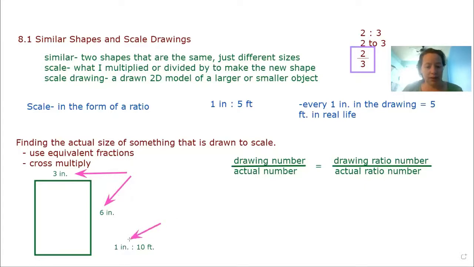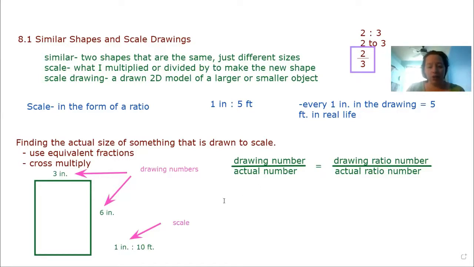And then this one, undo that last one. Okay, so this is our drawing numbers. And this right here is our scale. Okay, so drawing ratio number to the actual ratio number. This is our scale. These are our drawing numbers. So let's go over here and solve for this. Let's figure out how big this room actually is.